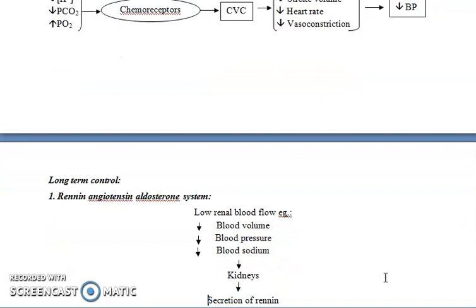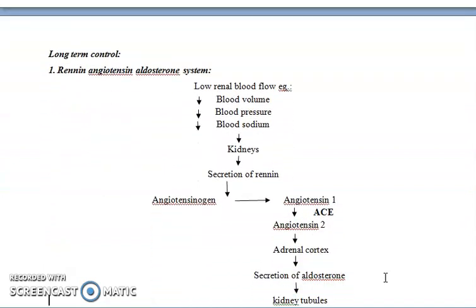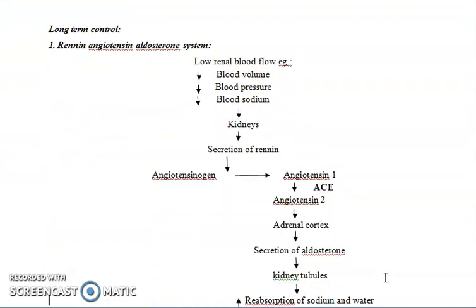Okay. Come to the next one, that is long-term control of blood pressure. Here we will be discussing 2 points, that is renin-angiotensin-aldosterone system followed by antidiuretic hormone. Come to the first one, renin-angiotensin-aldosterone system. Here the condition is whenever there is low renal blood flow, that is whenever the blood volume decreases or blood pressure decreases or blood sodium level decreases. This condition is identified by kidneys, and kidneys secrete renin.